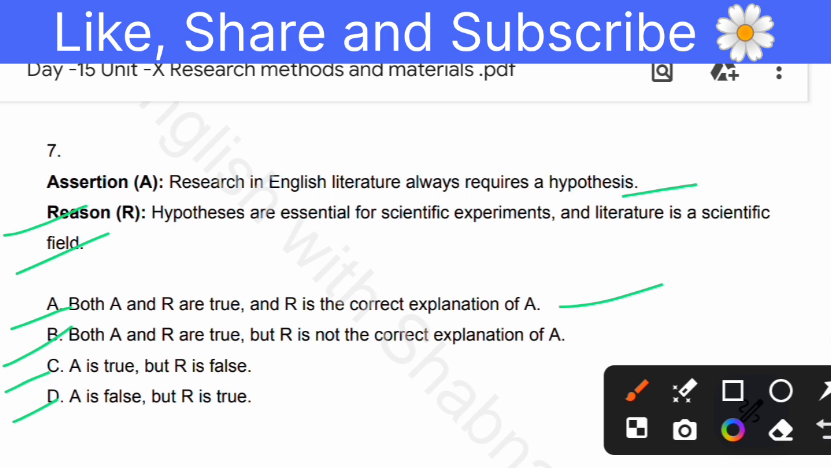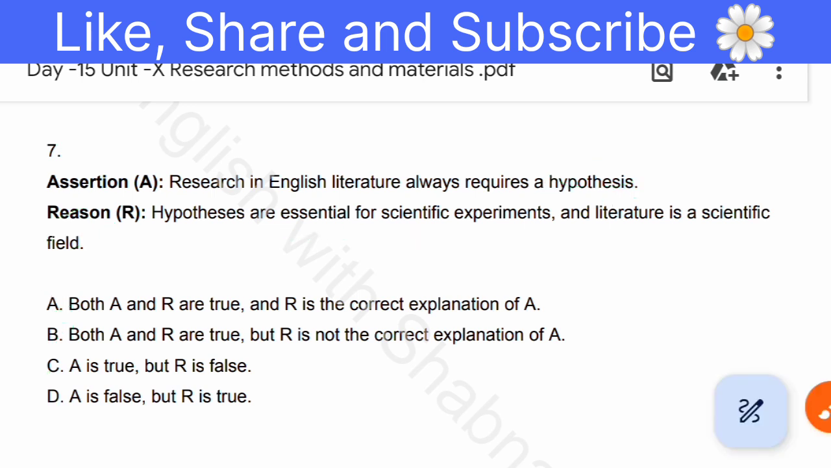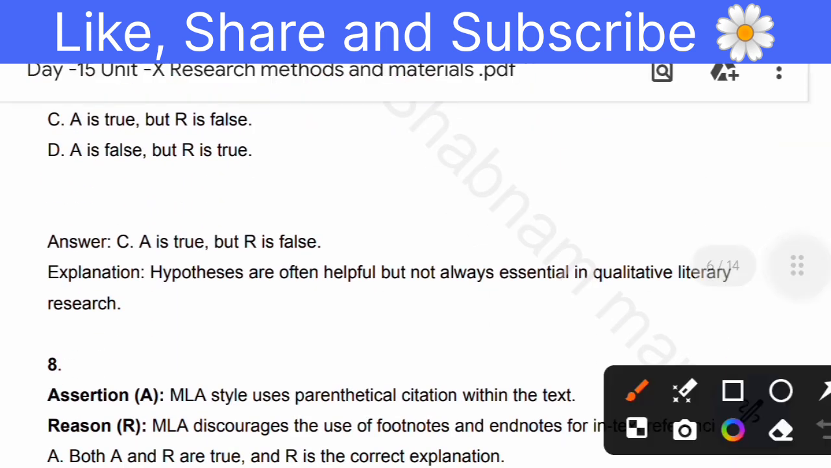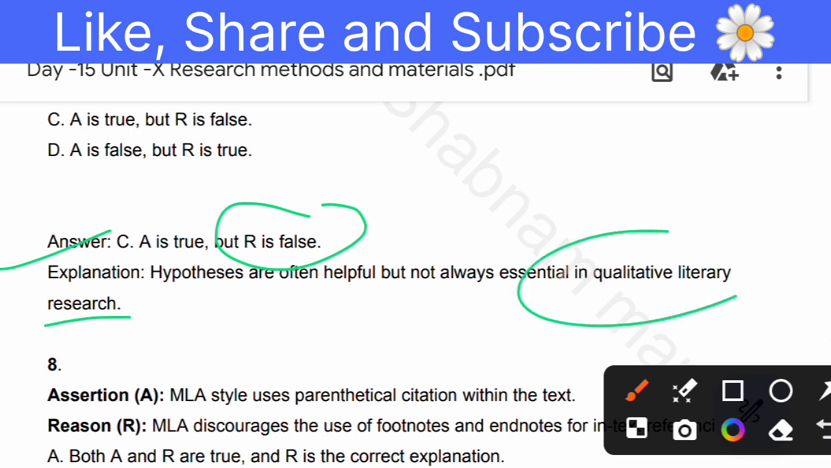Research in English literature always requires a hypothesis, and reason is that hypotheses are essential for scientific experiments, and literature is a scientific field. Correct answer of this question is option C, A is true but R is false. Why? Hypotheses are often helpful but not always essential in qualitative literary research. Do remember, these are helpful but not essential in qualitative research.